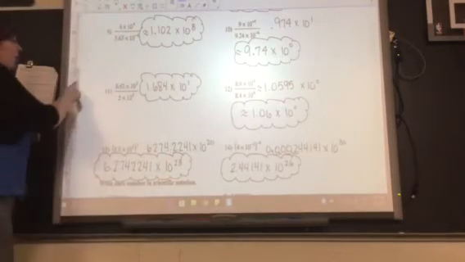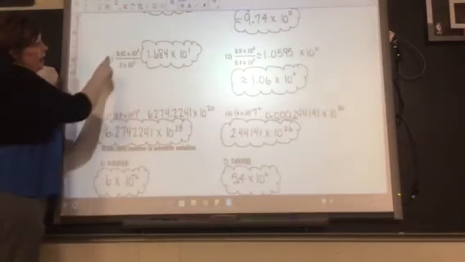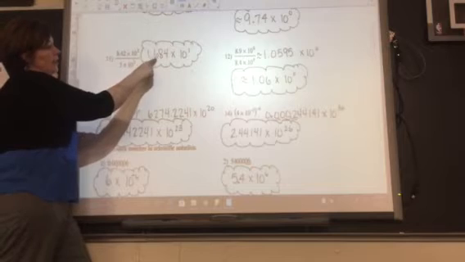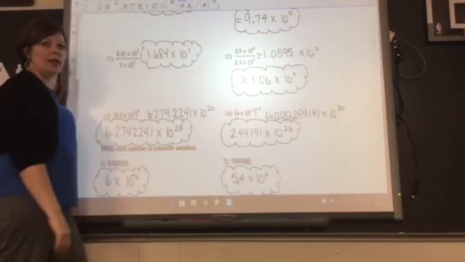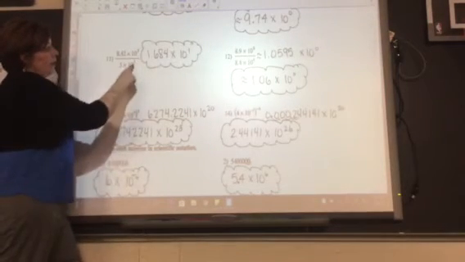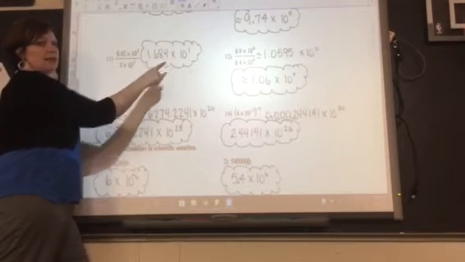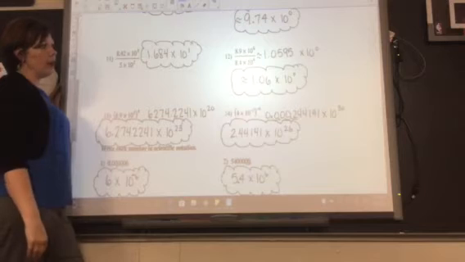Okay. Number 11, 8.42 divided by 5 is exactly 1.684. I didn't have to do any rounding there. 3 minus 2 is 1, so the answer is 1.684 times 10 to the 1, or 10 to the 1st power.